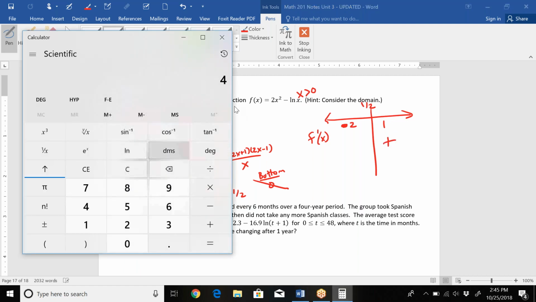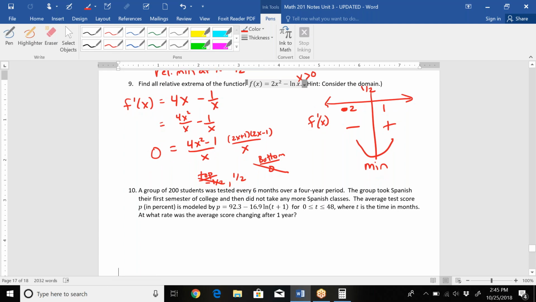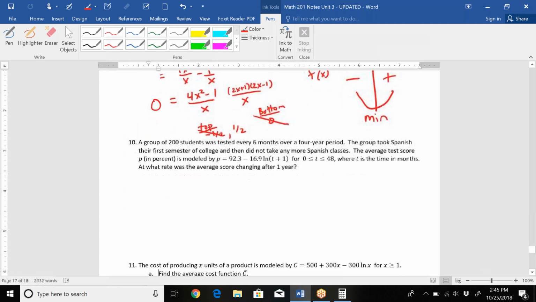If you do 0.2, 0.2 squared times 4 minus 1, and then divided by 0.2, notice that comes out negative. So this goes from decreasing to increasing, which means this is a relative min. So we have a relative min at just x equals 1/2. And I don't care about the actual ordered pair right now, just making sure we consider the correct values.